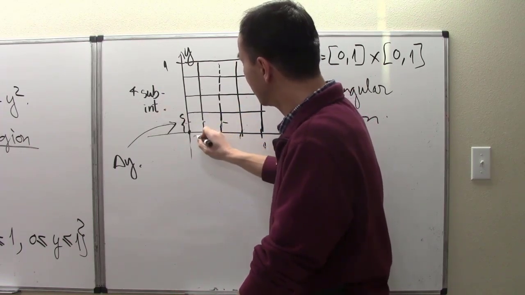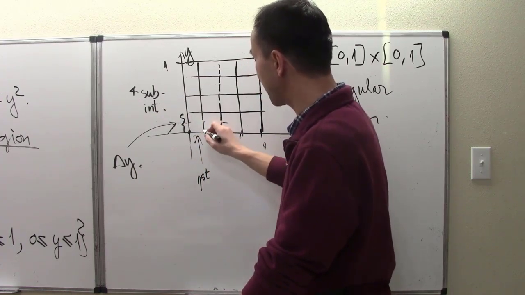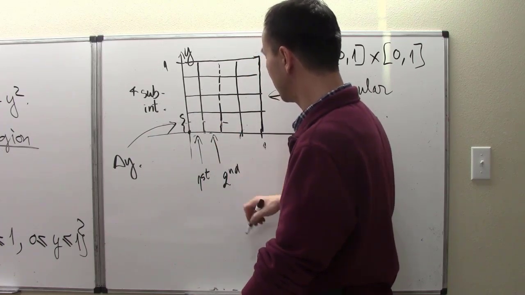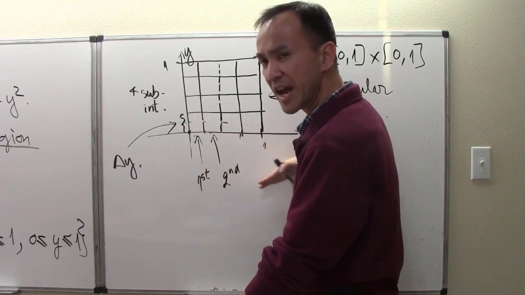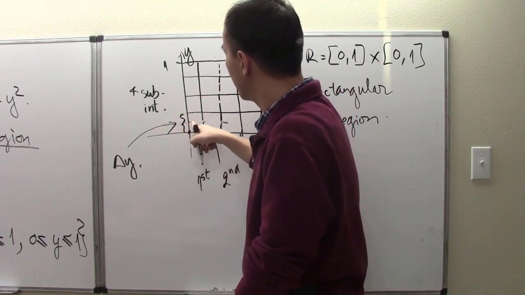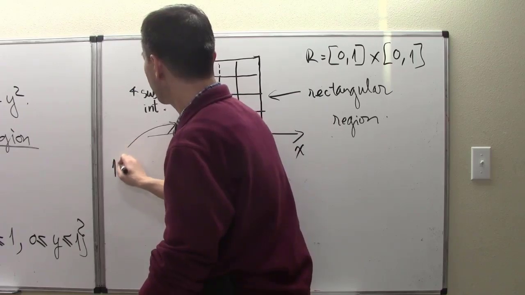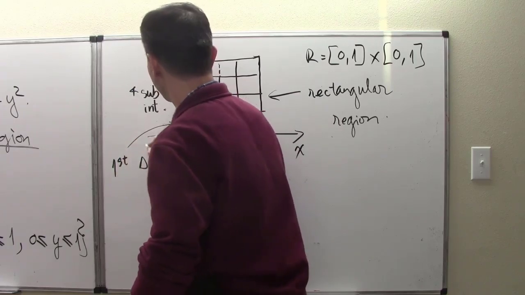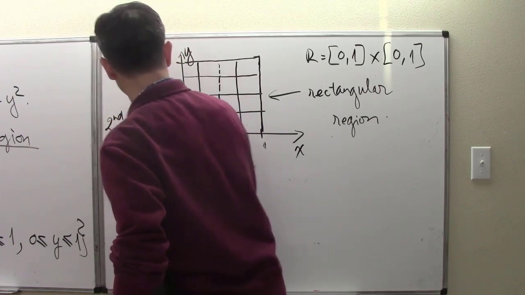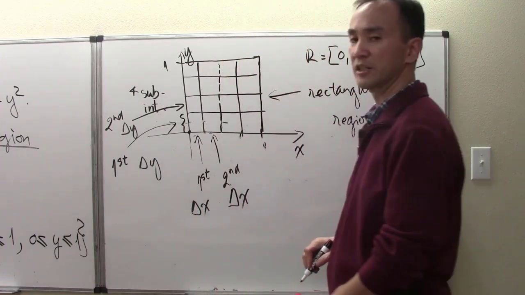Let's rewrite it. This one right here is the first x column, and this is the second x column. To make it easy, we're always going to use the x in the first index. Then this one right here is the first delta y, and the next one is the second delta y, and so on. So first delta x, second delta x, and so on.